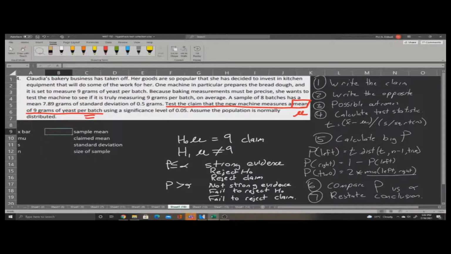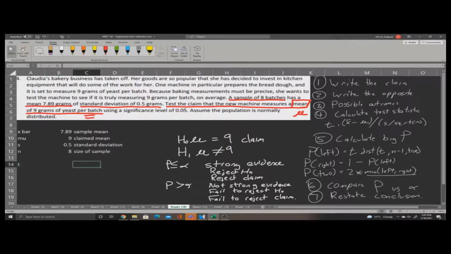Now let's go through the question again and look for a sample mean. Here in line 4, it tells us we have a sample of 8 batches, a mean of 7.89 grams, and a standard deviation of 0.5 grams. So for my x bar, I'll place my sample mean, 7.89. My claimed mean, from my claim, I'll use 9. The standard deviation is 0.5. And we have 8 batches. That would be the size of the sample.